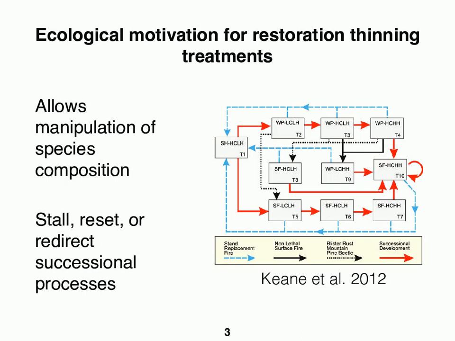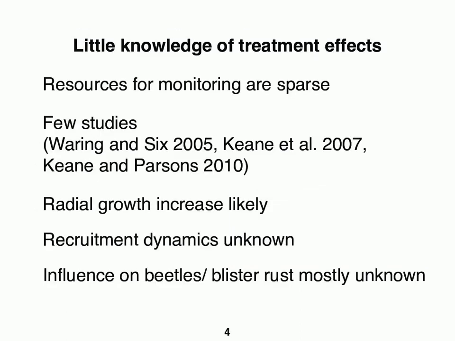And this is actually advantageous in fire because fire is a little more random. We've heard a lot today already about whitebark not being that fire resistant. So this is something you can do. You can change the species composition without killing so many whitebarks. But we don't know a whole lot about the effects of these treatments.